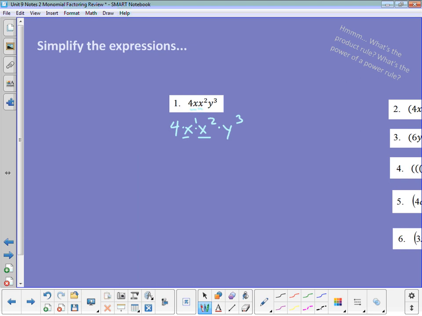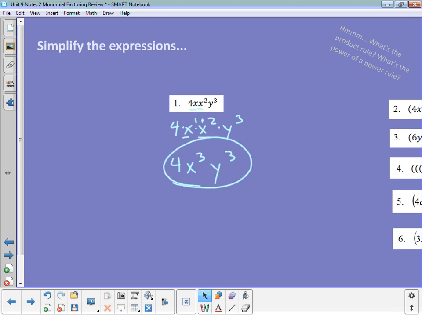This is x to the 1st. So x to the 1st times x to the 2nd, I need to add their exponents, which is 4x to the 3rd, y to the 3rd. Okay, so that's that one. Let's look at number 2.